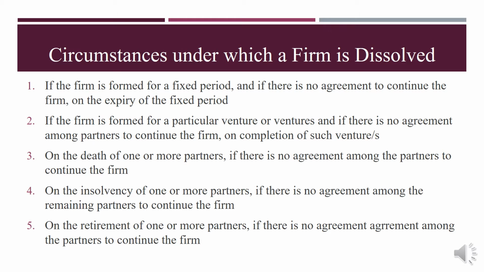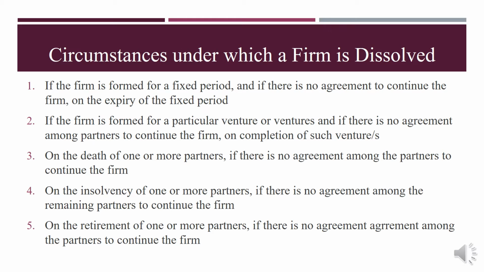Next one, if the firm is formed for a particular venture or ventures, and there is no agreement among the partners to continue the firm, then it dissolves on completion of such ventures. For example, if a partnership business is formed for a particular venture or a project, the firm is going to dissolve after the completion of that project if there is no agreement to continue after the project. Next one, on the death of one or more partners, if there is no agreement among the partners to continue the firm.